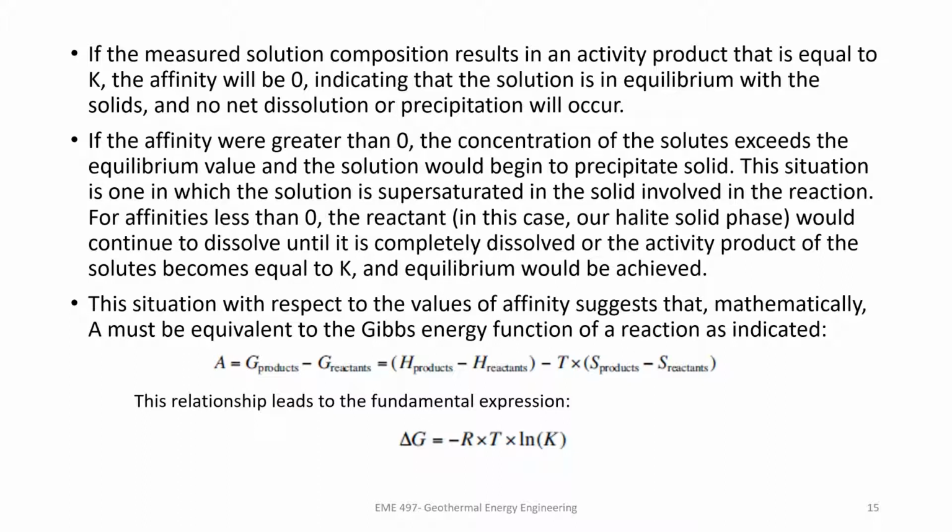as indicated by the following equation, where affinity is equal to the Gibbs energy of the products minus the Gibbs energy of the reactants, which is also equal to the enthalpy of the products minus the enthalpy of reactants subtracted by the product of the temperature and the entropy of the products minus the entropy of the reactants. This relationship leads to the fundamental expression delta G equals minus RT ln K, which is a statement of the relationship between the activities of the species involved in a reaction and the conditions under which they will coexist in thermodynamic equilibrium.